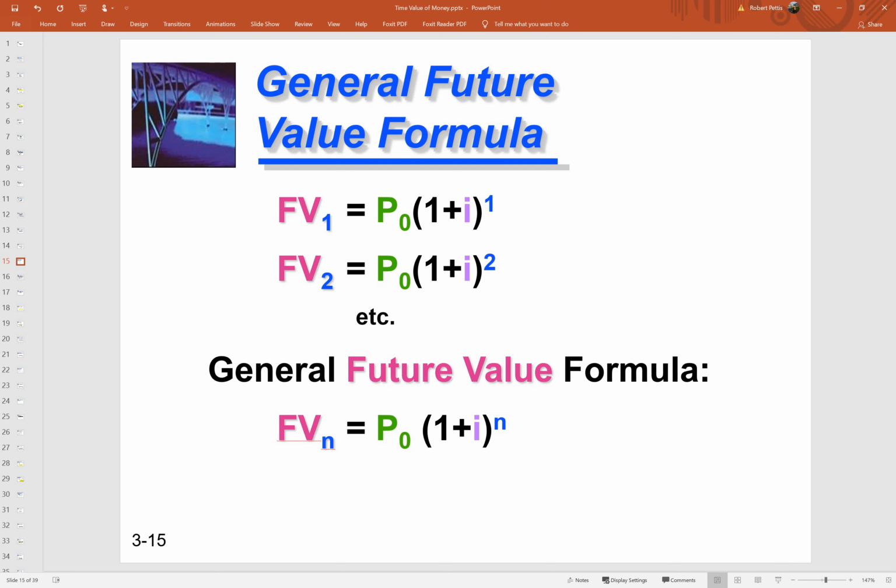In general, you may have noticed that the exponent was the number of periods we were going into the future when we're calculating the future value. And in fact, that's exactly what's going on. So our general formula for calculating the future value is just going to be our principal amount times 1 plus the interest rate, raised to the power of the number of periods that we're going into the future.